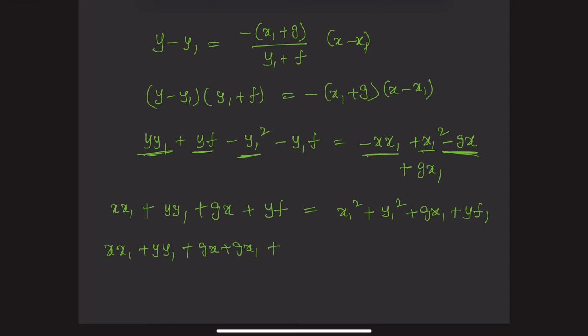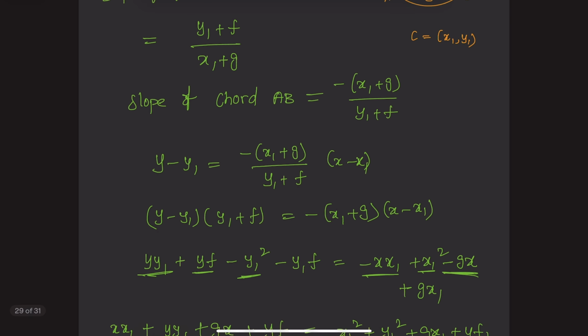I'll also add yf1 on both sides. So this is y plus yf1. This is equal to x1 square plus y1 square. Since I'm adding gx1 here, this will become 2gx1 plus 2yf1. Alright. Now I'll add c on both sides. So this is c. Now if you carefully observe, this is simply s1.